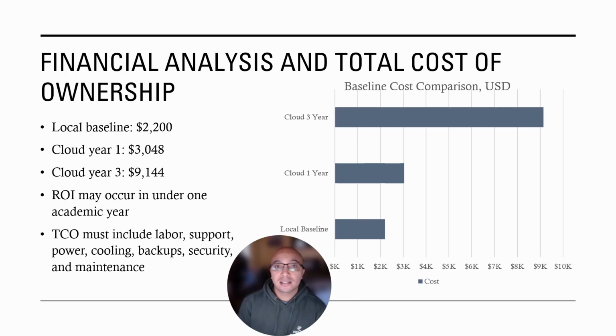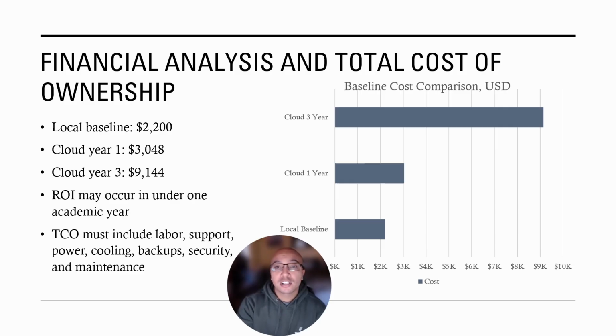The financial analysis compared a local-first model against a public cloud alternative for a classroom-sized environment of 20 students. The local model used refurbished enterprise hardware and open source software. The cloud model used 20 virtual machines, each with 4 gigs of RAM, running about 40 hours per month with persistent storage. Under those assumptions, the local server baseline was approximately $2,200 in upfront hardware. The cloud alternative was approximately $3,048 in the first year and $9,144 over 3.